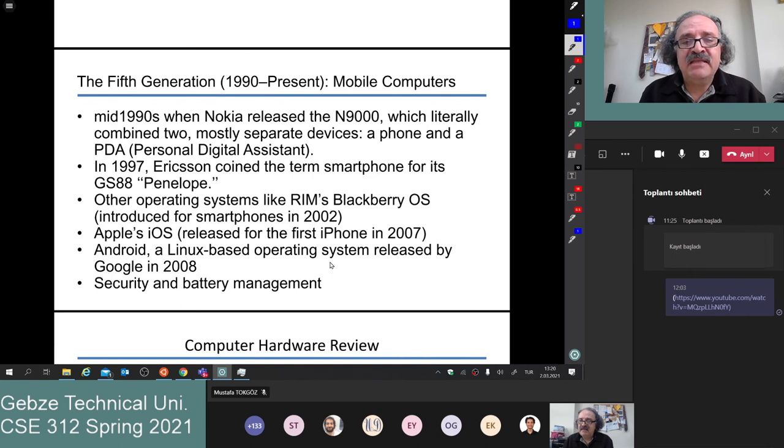And then at the same time, Google launched its own small computer operating system, Android, which is a Linux-based operating system. Again, we are using the 1960s technologies. With mobile computers, everything is about security and battery management. It is not like my CPU time is important, okay?